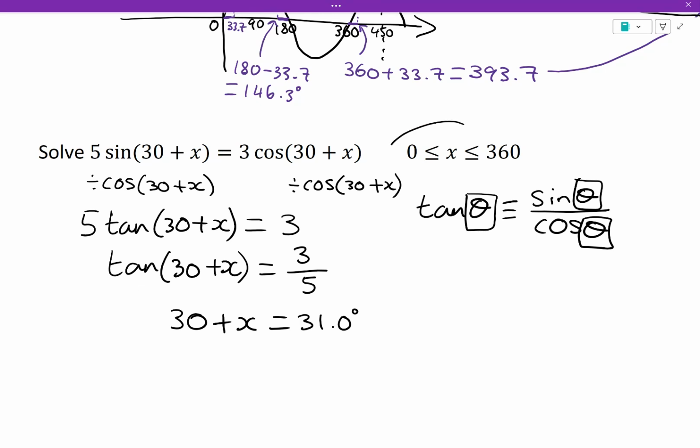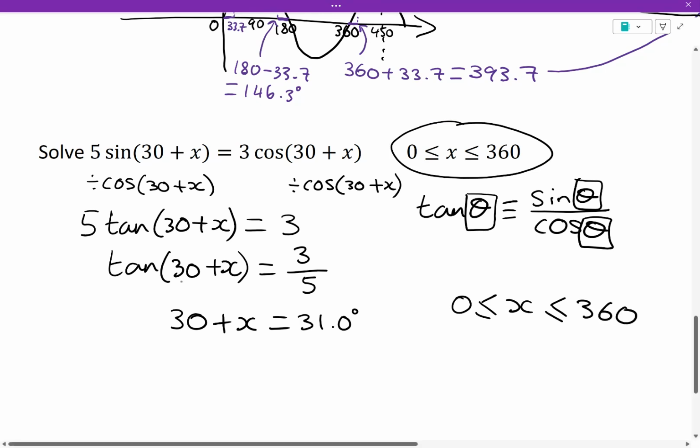But what I do need to do is just consider my range, which is 0 to 360. Because inside my tan function, I have 30 plus x. So I need to go to my inequality and add 30 throughout. So I would get 30 plus x in the middle, and then you'd get 0 plus 30 gives me 30, 360 plus 30 gives me 390, like that.